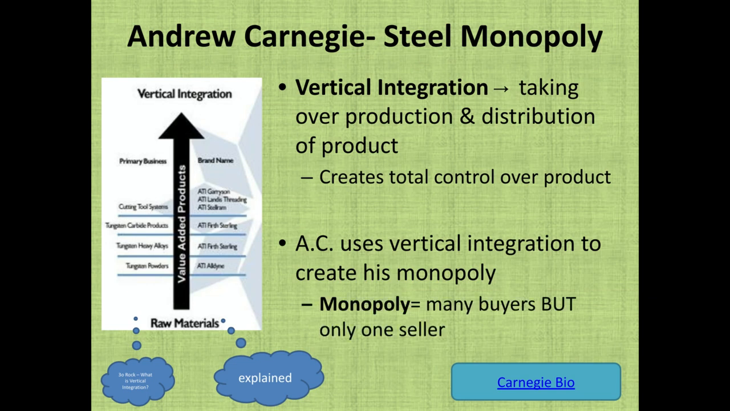Again, a monopoly, you control every aspect of an industry, and usually you have a lot of buyers, but there's only one person that they can buy from, and that's when you have a monopoly.